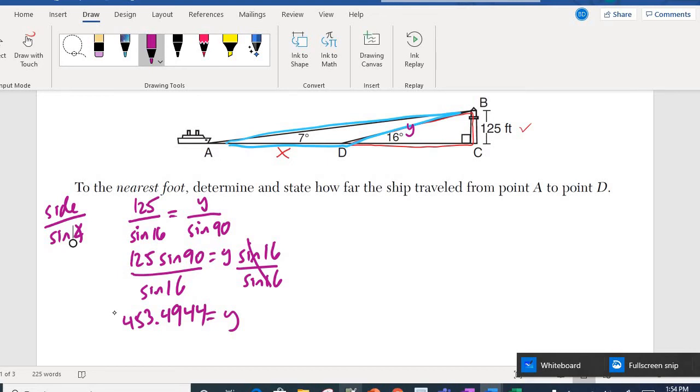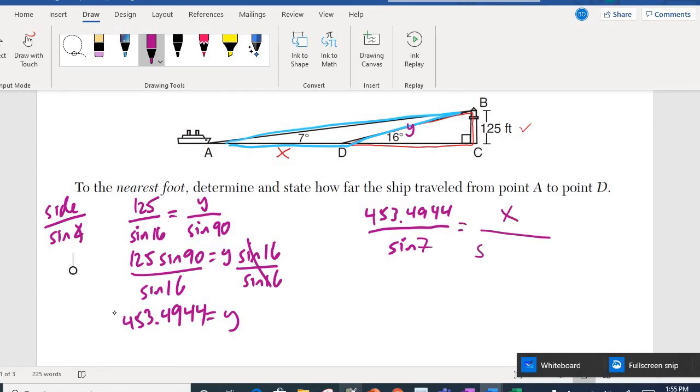So now, again, just to recap, what we did is we found side Y, which is in the red triangle. It's also in the blue triangle. So what we can do now is use that value and do the same idea, but now let's go to the blue triangle. Take the side that we now know, the 453.4944. That's going to be over the sine of an angle. Well, in the blue triangle, which angle is across from that side? That's going to be the 7.